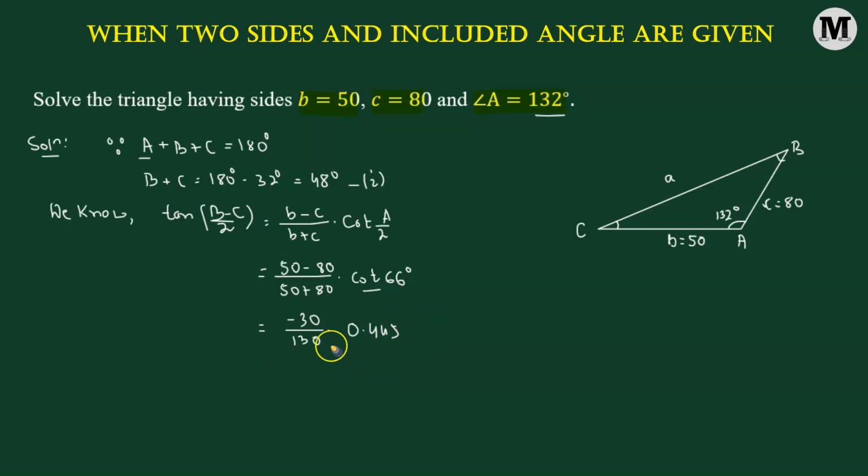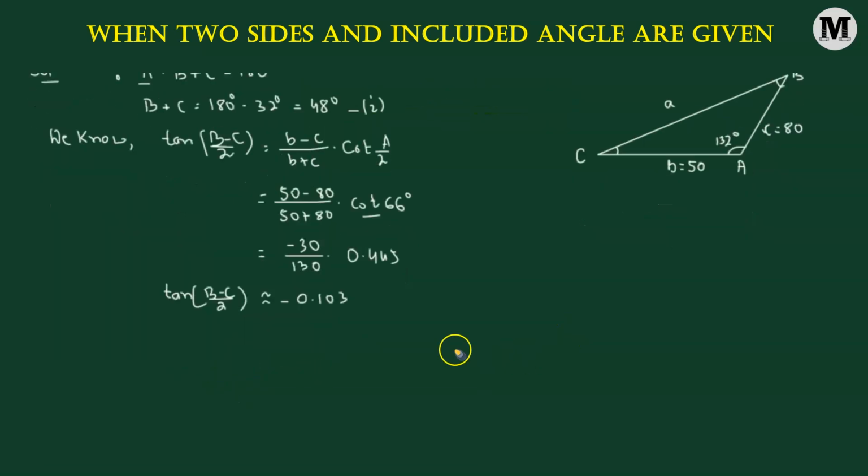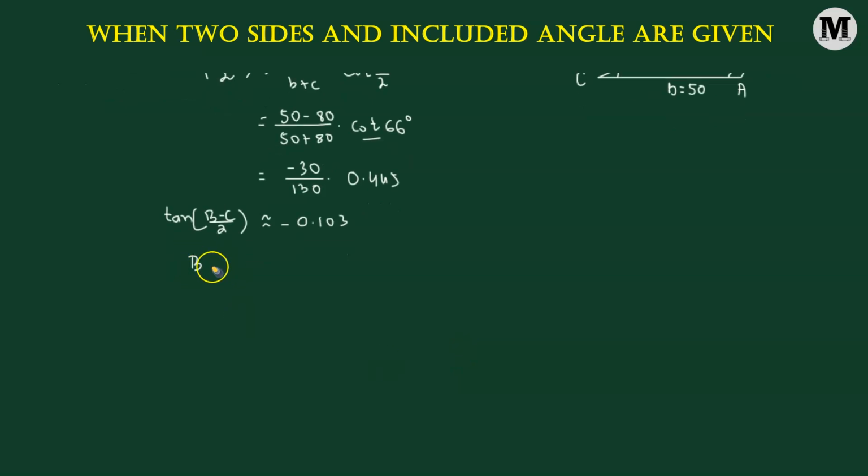We'll plug this value into a calculator and that should give us 0.445. Okay, so when we finally find out this value, that comes out to be approximately negative 0.103. So this is going to be the value of tangent of the angle (B minus C) over 2. Next, we are going to take the inverse tangent function on both sides such that we get (B minus C) over 2. So this is going to be equal to the inverse tangent of negative 0.103. Again we're going to plug this value into a calculator and that should give us negative 5.866. So this is going to be the value of (B minus C) over 2.